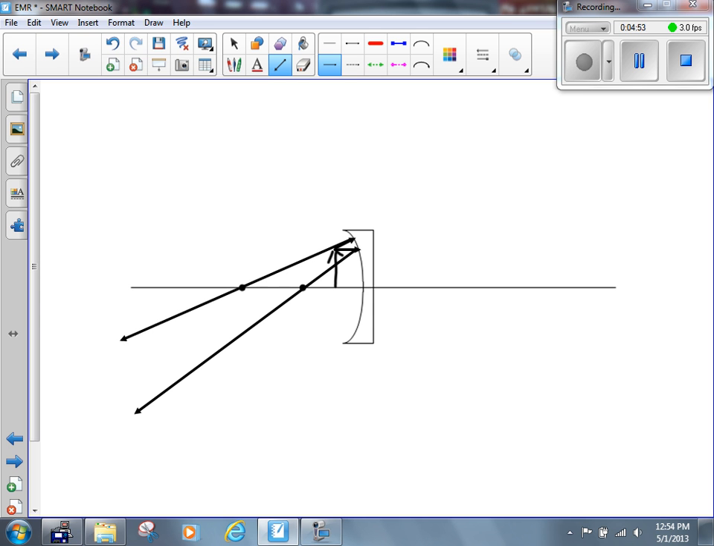They don't intersect over there, so we're going to extend those reflected rays. This one goes up here. This one goes up here. They're going to intersect over here. Two dotted lines intersecting this time. Therefore, we know that it's a virtual image.